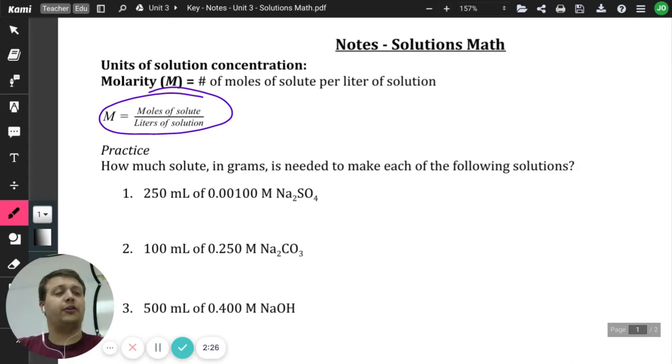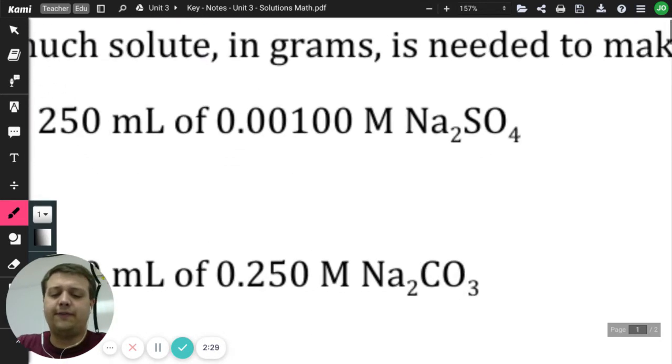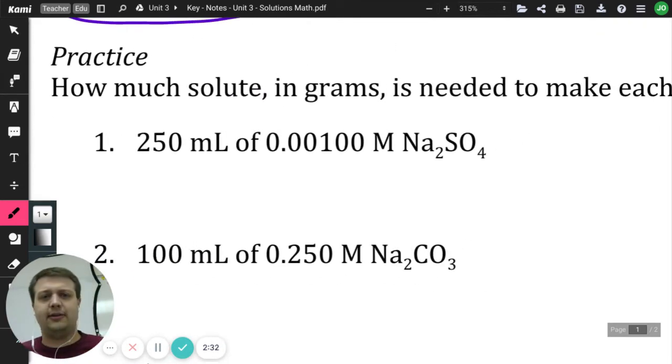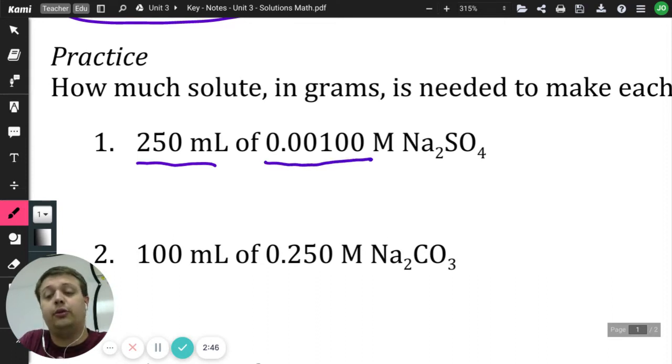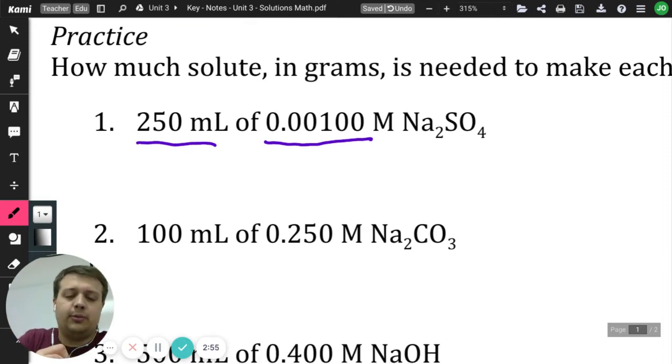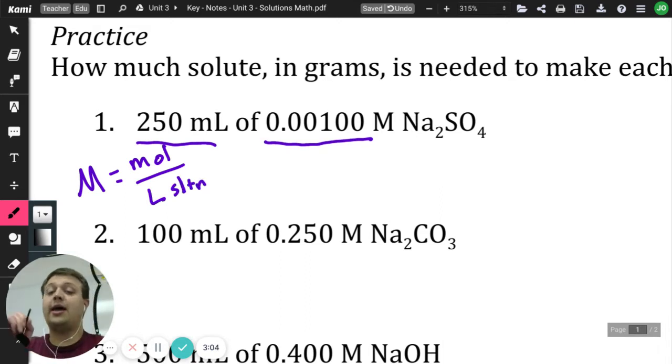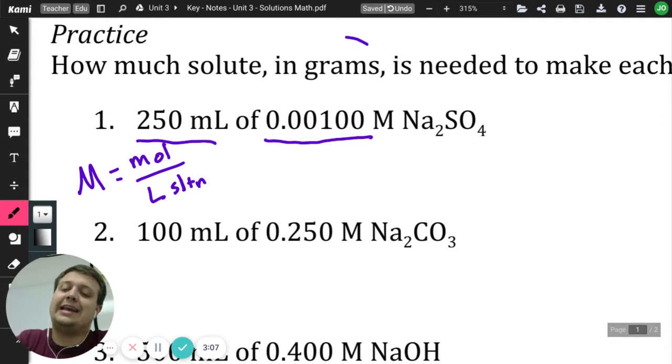Okay. So first off, how do I do this? Well, there's 2 ways that you can do this. The first way is to kind of get in and separate all the little pieces and solve with all the little pieces in your molarity equation. So plug everything back in after you solve for that. So let's do that. So first off, it says 250 milliliters of a 0.00100 molarity Na2SO4. Okay, first off, remember our equation for molarity is molarity equals moles of solute over liters of solution. Okay, well, they're asking specifically how much solute in grams.